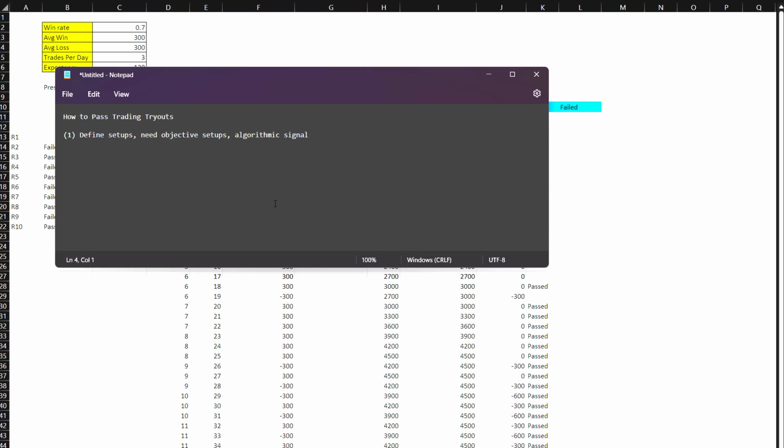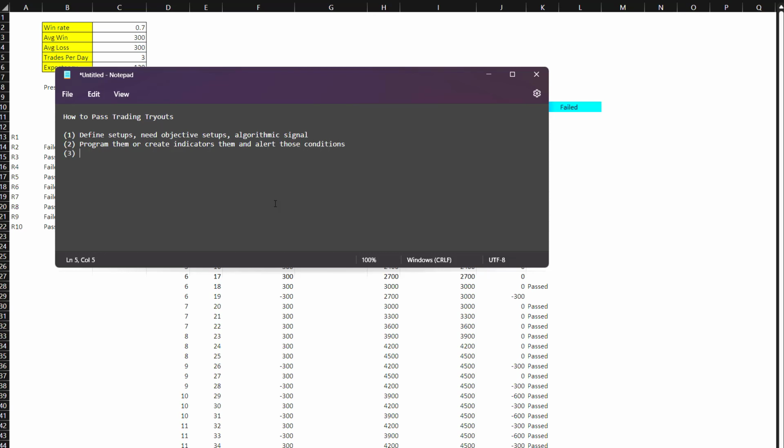Now, this is not enough. You need to define them. You're going to need to program them in, or create indicators that show them and alert you to those conditions.